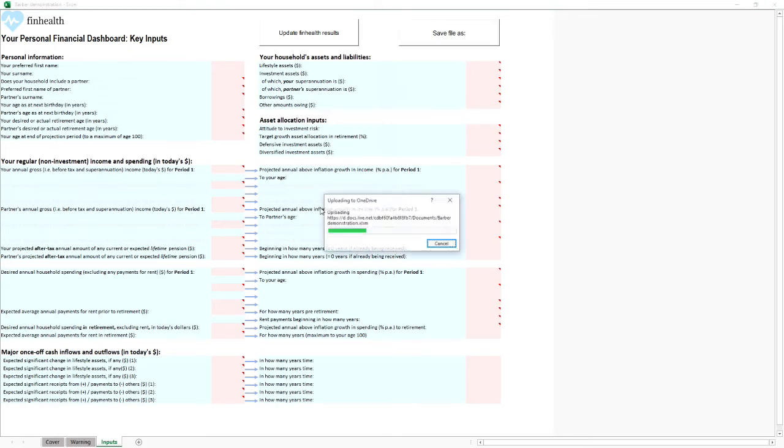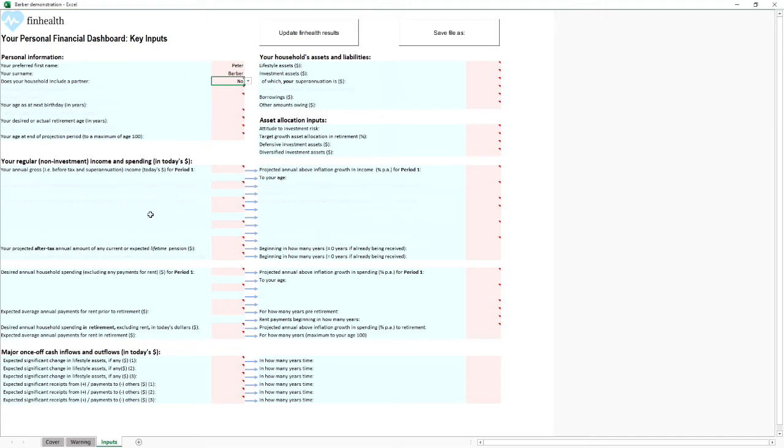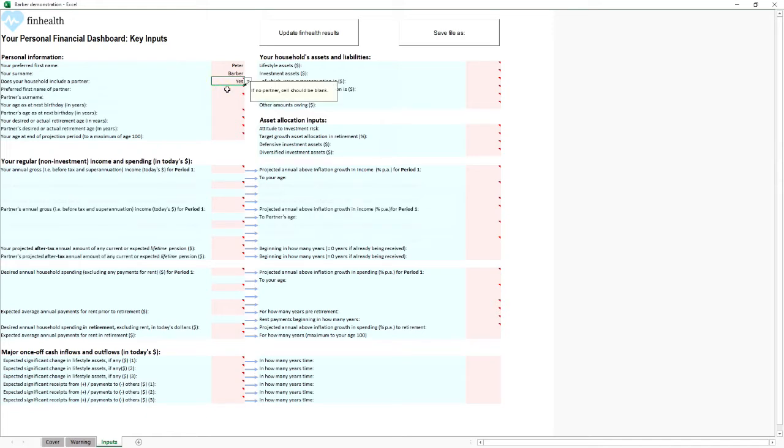So now let's start with the personal information, and we'll first enter Pete's name. Peter Barber. Then we're asked, does your household include a partner? To which you can only answer yes or no. If you choose no, a number of fields relating to a partner are blanked out on the input screen. However, Pete has a partner, his wife Susan, so we click yes and put in Susan's name.